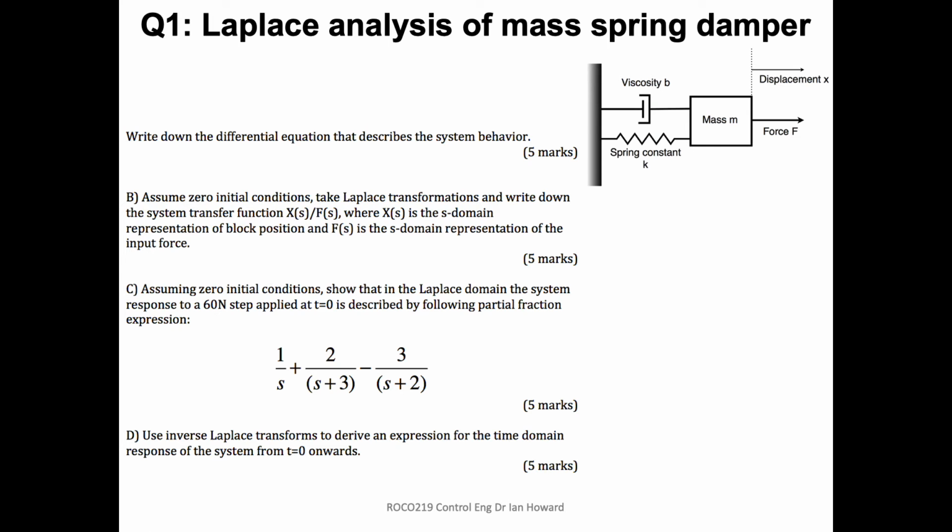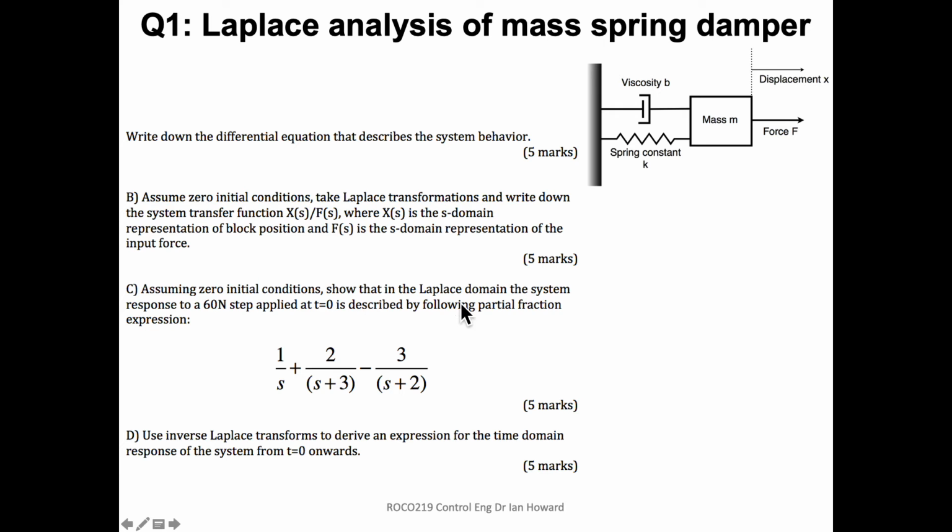So this question is basically concerned with Laplace transform analysis of a mass spring damper system. A mass spring damper is a simple dynamical system. The question starts off by asking us to write down the differential equation which describes the mass spring damper. It then says we need to calculate the transfer function, in terms of the displacement divided by the force.